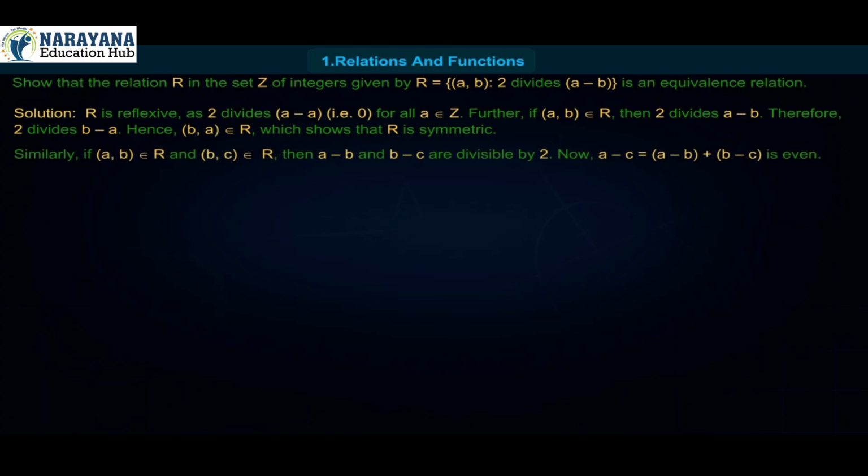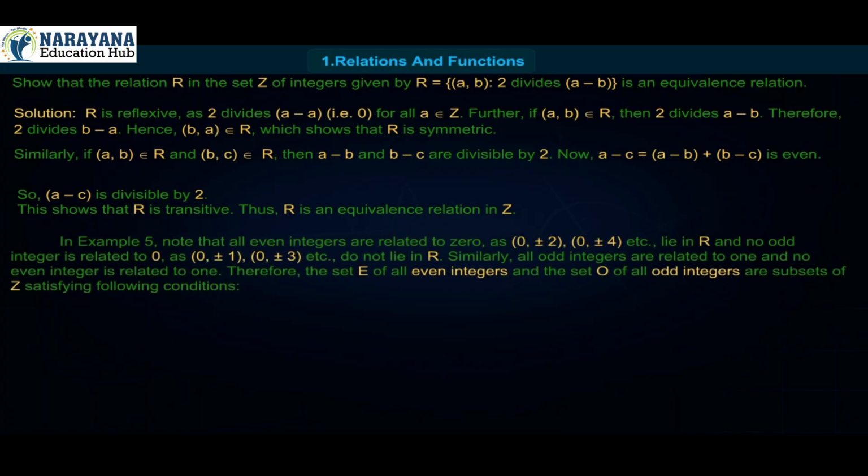Similarly, if the ordered pair (a, b) belongs to R and the ordered pair (b, c) belongs to R, then a minus b and b minus c are divisible by 2. Now, a minus c is equal to a minus b plus b minus c, which is even. So, a minus c is divisible by 2. This shows that R is transitive. Thus, R is an equivalence relation in Z.